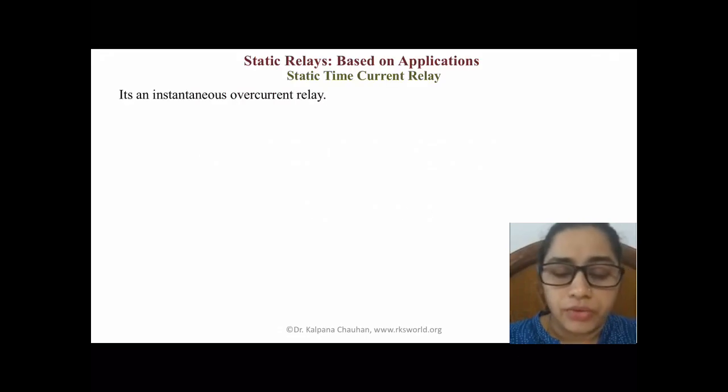Today I am going to tell you about static relays based on their applications. The first relay that we are going to discuss in the category based on their applications is the static time current relay. It is a type of instantaneous overcurrent relay.